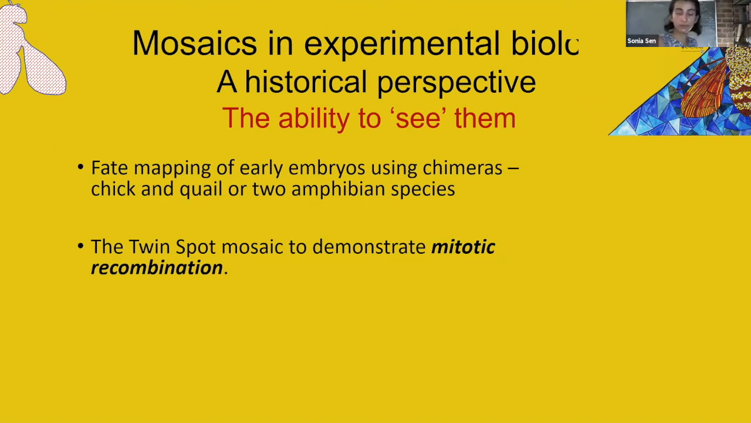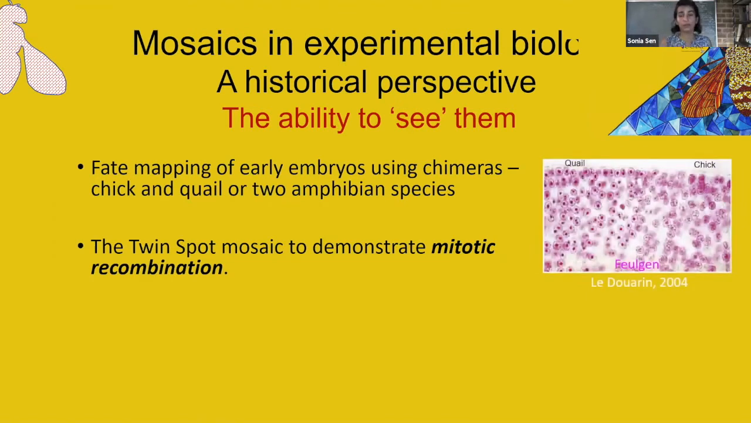In the case of the quail and the chick, people do this by staining these chimeras with a stain that labels heterochromatin. The interesting thing is that quail heterochromatin is nicely condensed and centered at the center of this nucleus over here. And the chick heterochromatin is much more dispersed. So right now you can look at this image and draw a line saying which part of this tissue is quail and which part is chick. So, the ability to see the genetic mosaic.